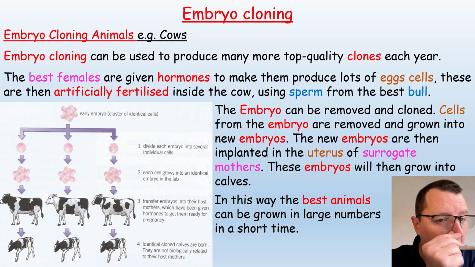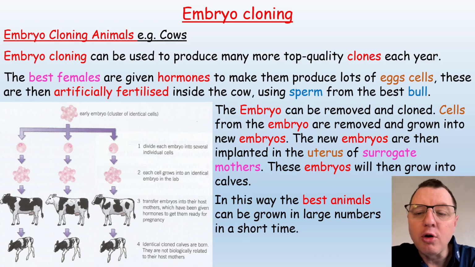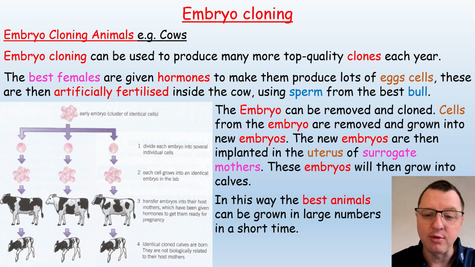So embryo cloning can be used to produce many more top quality clones each year. The best females are given hormones to make them produce lots of eggs. These are then artificially fertilized inside the cow using sperm from the best bull. The embryos can then be removed and cloned. The cells from the embryo are removed and grown into new embryos, and the new embryos are implanted into the uterus of a surrogate mother, and these embryos will then grow into calves, cloned calves, which will be identical. In this way, the best animals can be grown in large numbers in a short space of time.